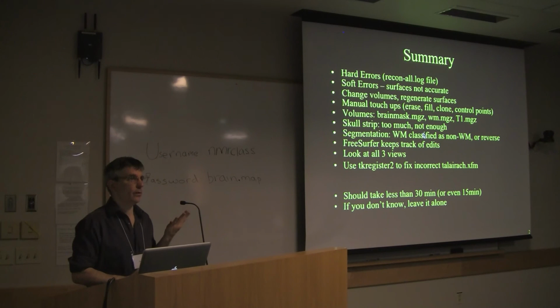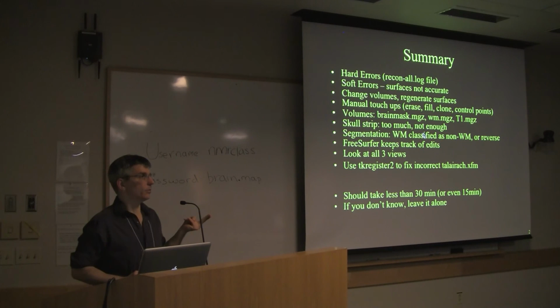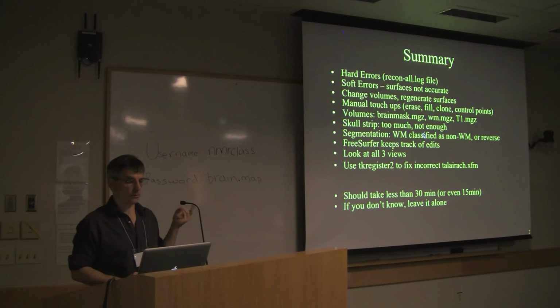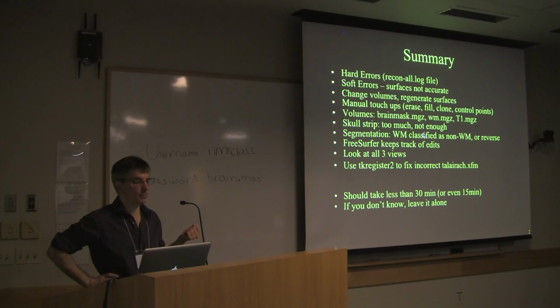There are 4 ways you can make manual edits. You can erase voxels, you can fill voxels in, you can clone or copy voxels, and you can add control points to fix intensity normalization failures. So there are basically 3 different types of failures. There's the skull strip, where it removes too much or doesn't remove enough. You have white matter classification errors, which are white matter classified as non-white matter, or non-white matter classified as white matter. And then you have intensity normalization failures as well.